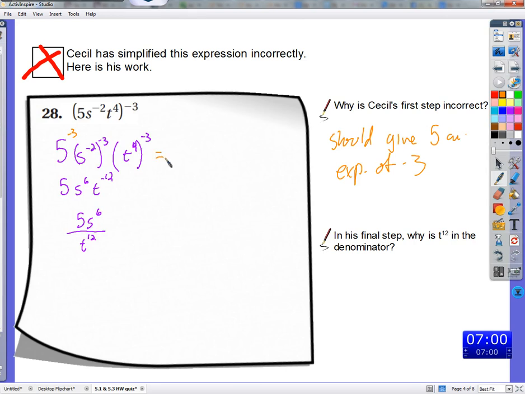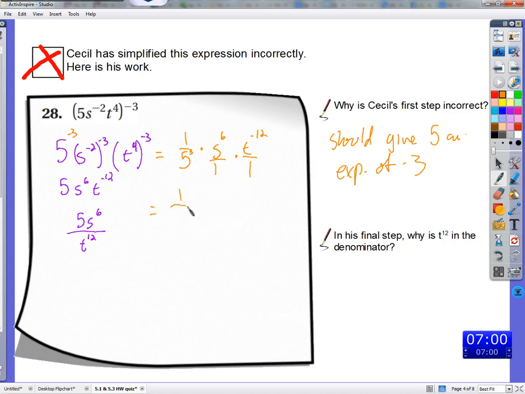So we'll work it out this way, starting with the -3 exponent for 5. 5 to the -3 means the reciprocal of 5 raised to the third. If we're raising 1 over 5 to the third, 1 times 1 times 1 is just 1, and then 5 times 5 times 5 in the denominator. Now s to the -2 to the -3, we multiply those exponents together: s to the 6 over 1, because we're multiplying fractions. T to the 4 to the -3 is t to the -12 over 1.